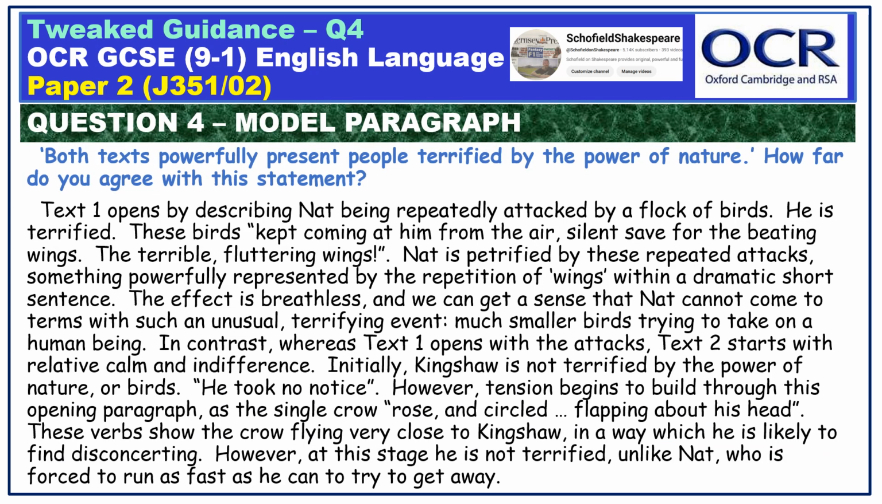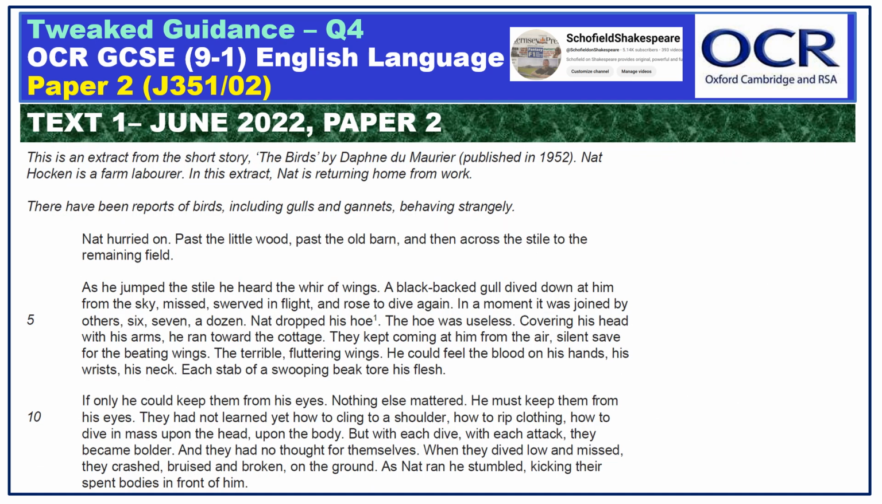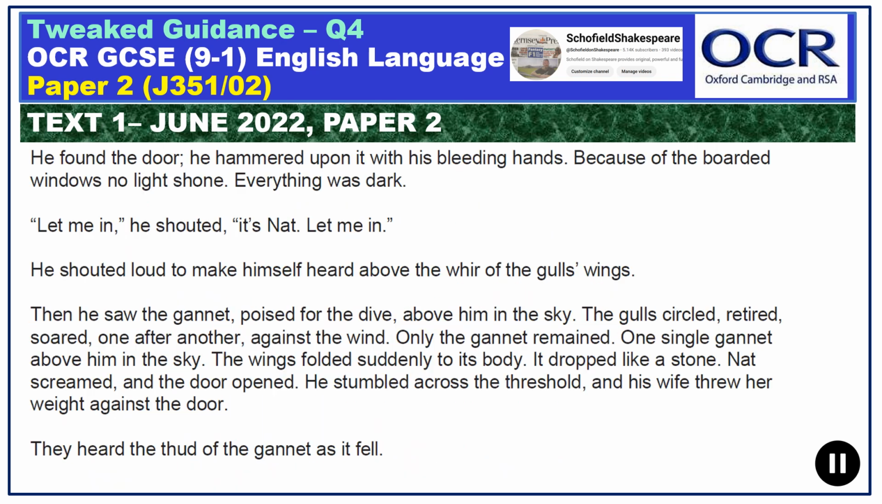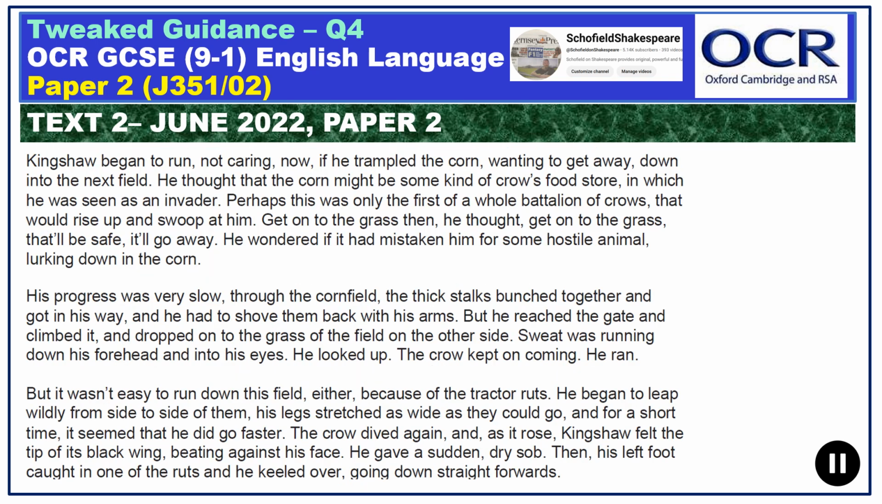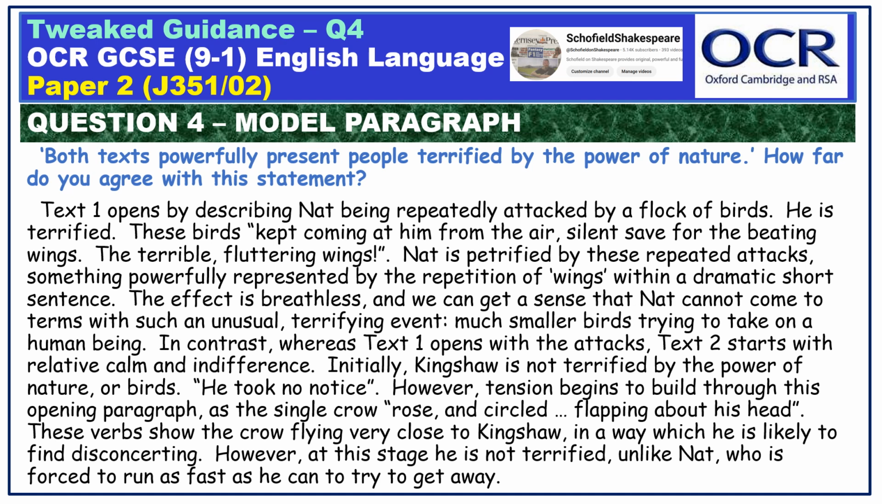For June 2022, Paper 2, Question 4, the statement was, both texts powerfully present people terrified by the power of nature. The Paper 1 extract was from Du Maurier's The Birds. Read and pause if you would like to do so. Text 2 is from Susan Hill's I'm the King of the Castle. So here's the model paragraph using tweaked guidance.